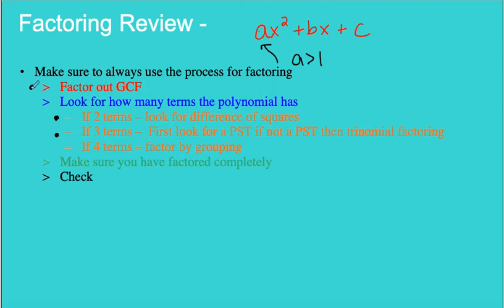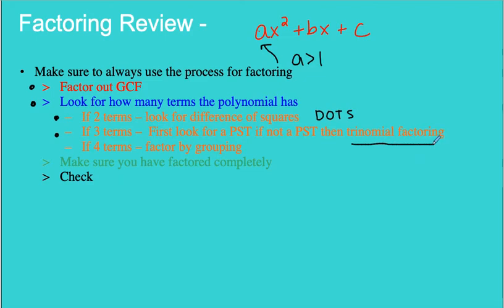We always check to see if there's a GCF first, no matter what. Then we look at how many terms we have. If it's 2 terms, we want to look for dots. If it's 3 terms, no matter what, we want to look for a perfect square trinomial. Then if it's not a perfect square trinomial, we're just going to trinomial factor.